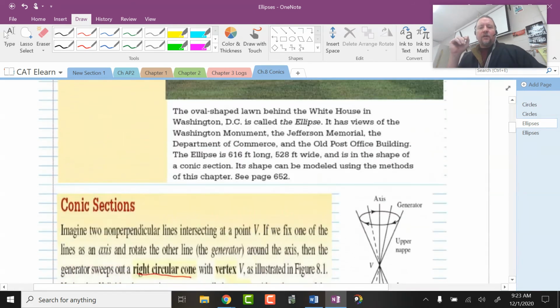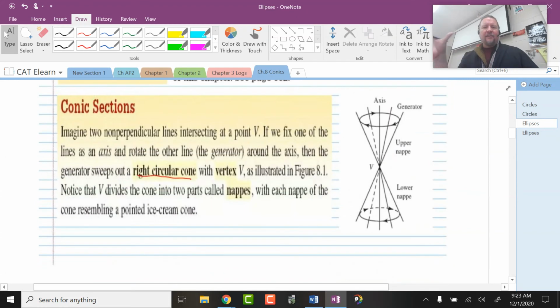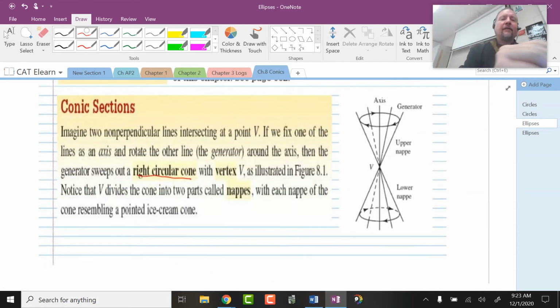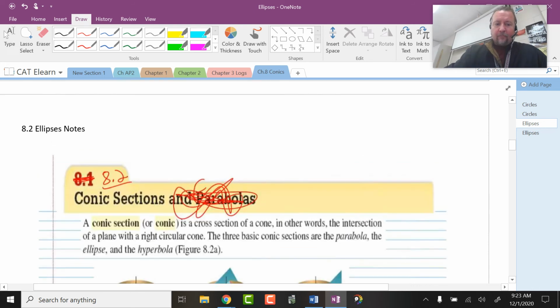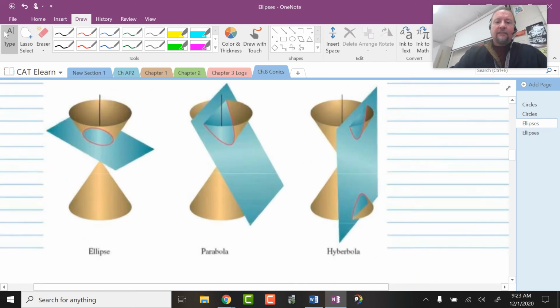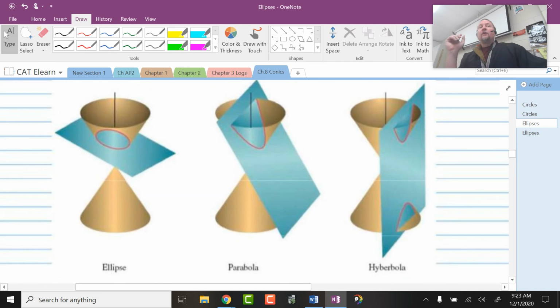So this is why I said don't write this down, because I don't want to just go right into the math and say, here's what we have here. But take this line and rotate it like this about this point, and you create these cones. And then you take cuts out of those cones, which are conic sections. This is why the whole chapter is called conic sections. So the book does an awesome job of denoting this. I just want to make sure you understand why we're using that term.